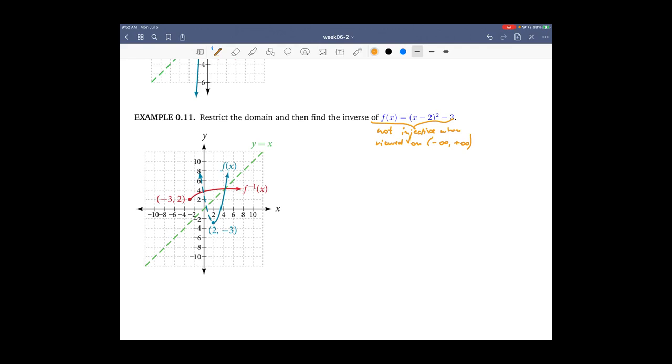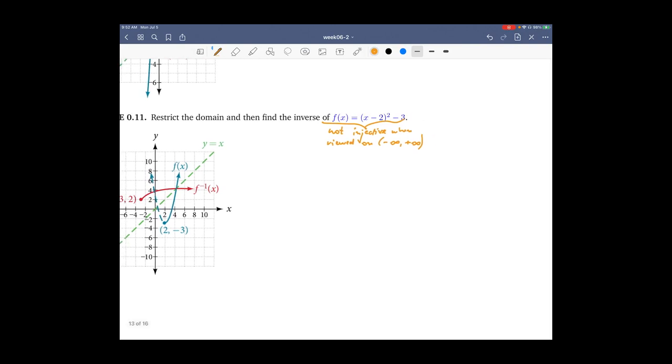You can alternatively see what happens if you forget to check for injectiveness and simply equate this expression to y and start solving for x. Well, here x minus 2 squared is y plus 3. Assuming that y is greater or equal to negative 3, so that y plus 3 is non-negative, we take square roots.